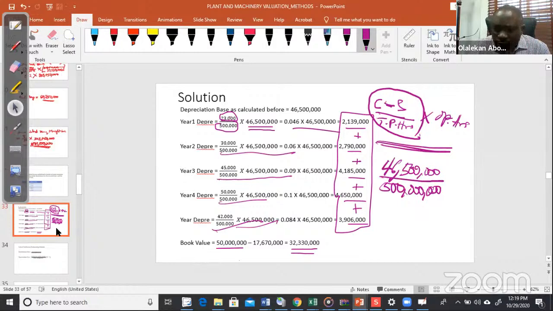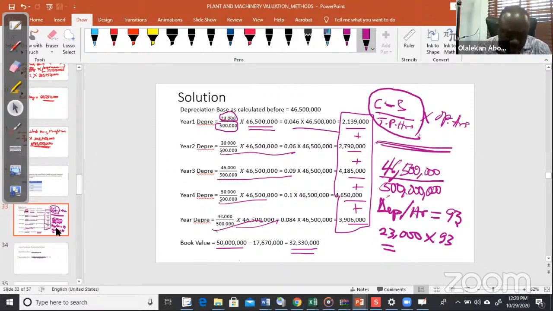Okay, that gives us 93. That gives us 93 naira. That means that per hour, our depreciation per hour of production is what? 93 naira. So if you have an hour of production of 23,000 as in year one now, you just multiply by your depreciation per hour, which is 93. What do you get? Multiply that out. I will do it now.